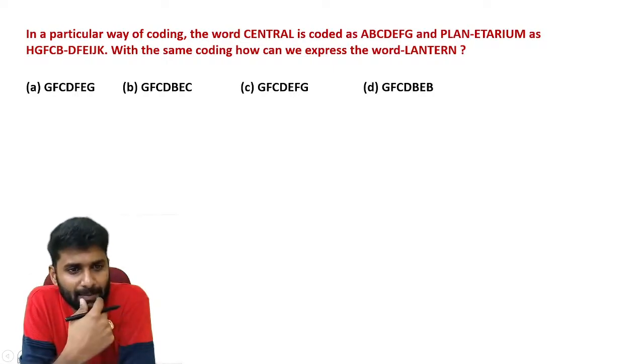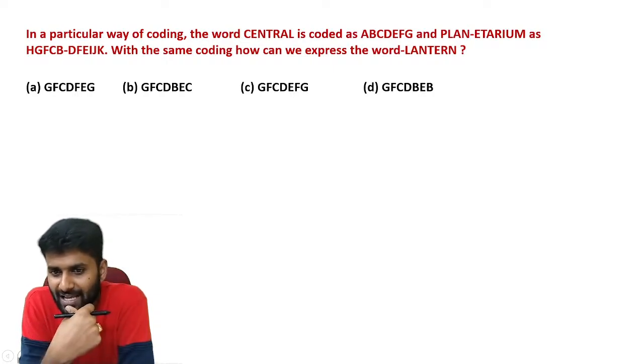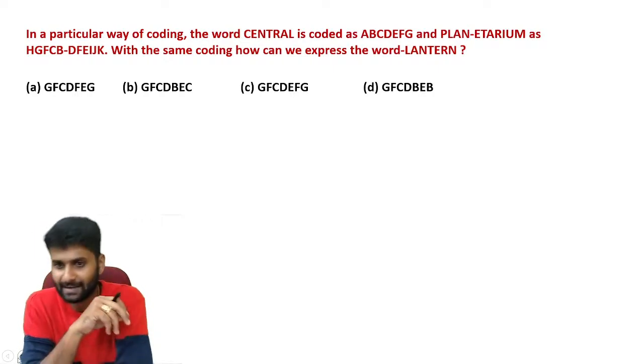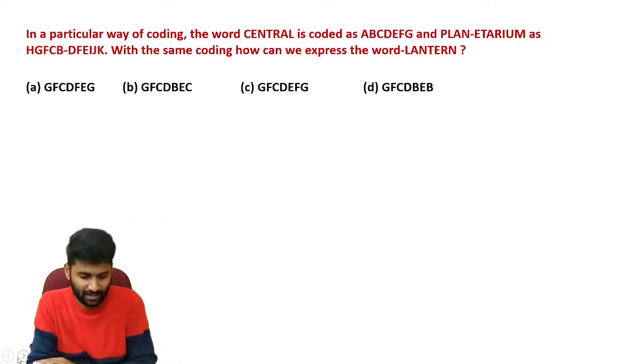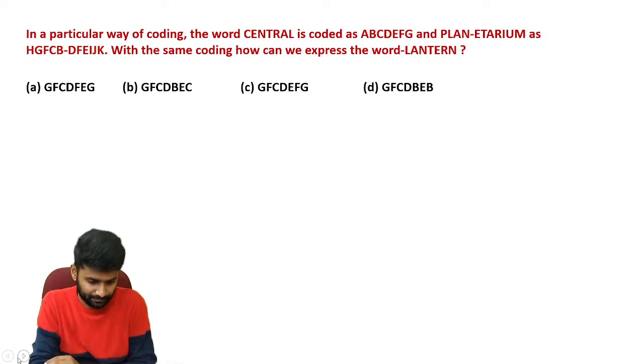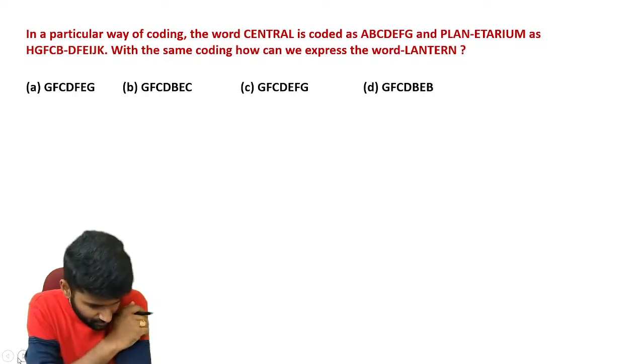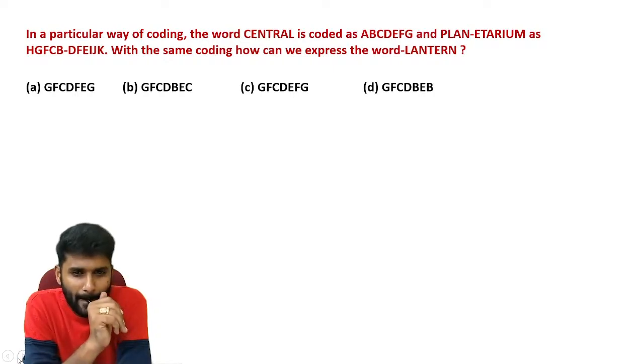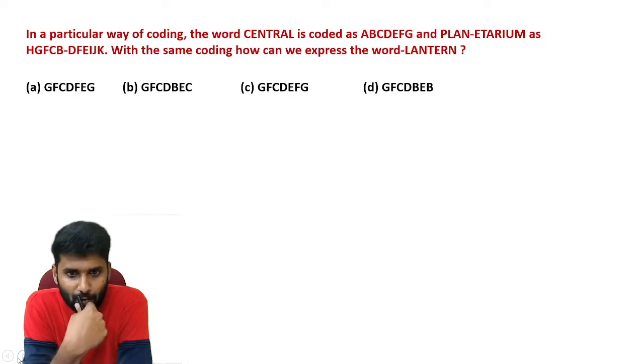Now see this question. In a particular way of coding, the word central is coded as A, B, C, D, E, F, G. Plan atrium is coded as H, G, F, C, B, D, E, F, I, J, K. Then how is the same code coded for lateral? Lantern. Find the code like this.